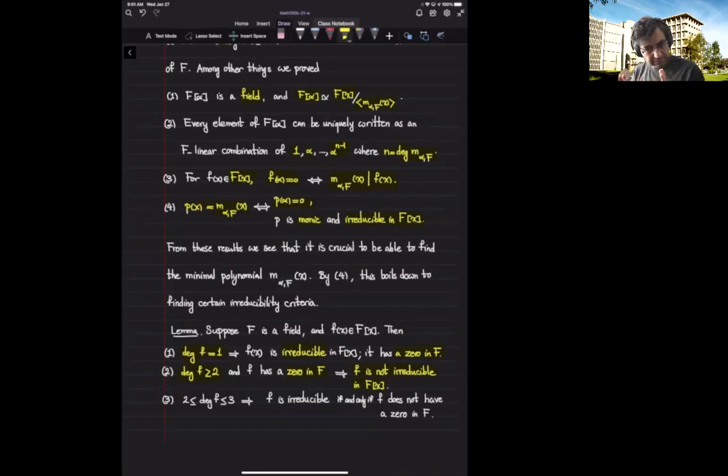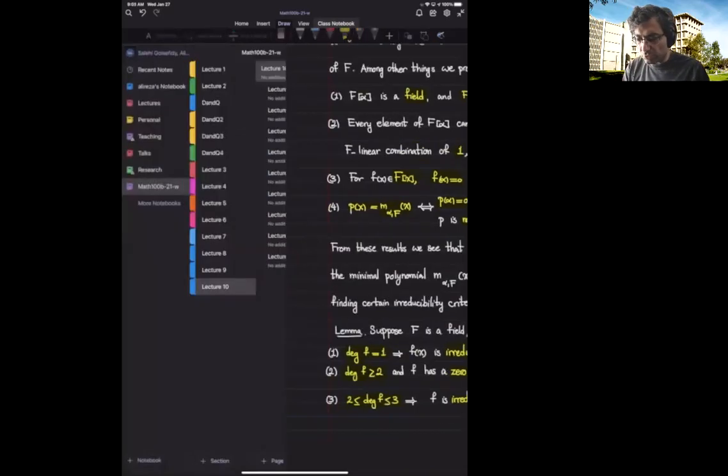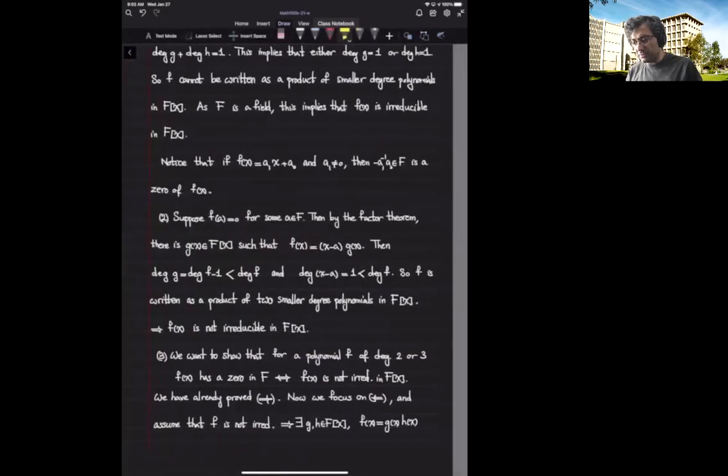Okay, so let's again say the statement. Assuming that the degree of f is either 2 or 3, then f is irreducible if and only if it does not have a 0 inside the field. Okay, let's see how the proof goes. We're going to go through the proofs that I just mentioned as well.